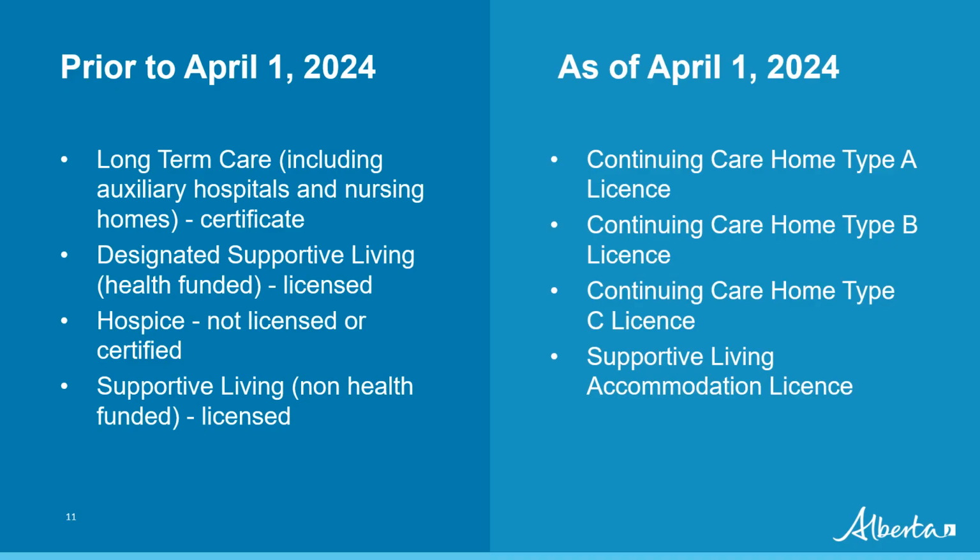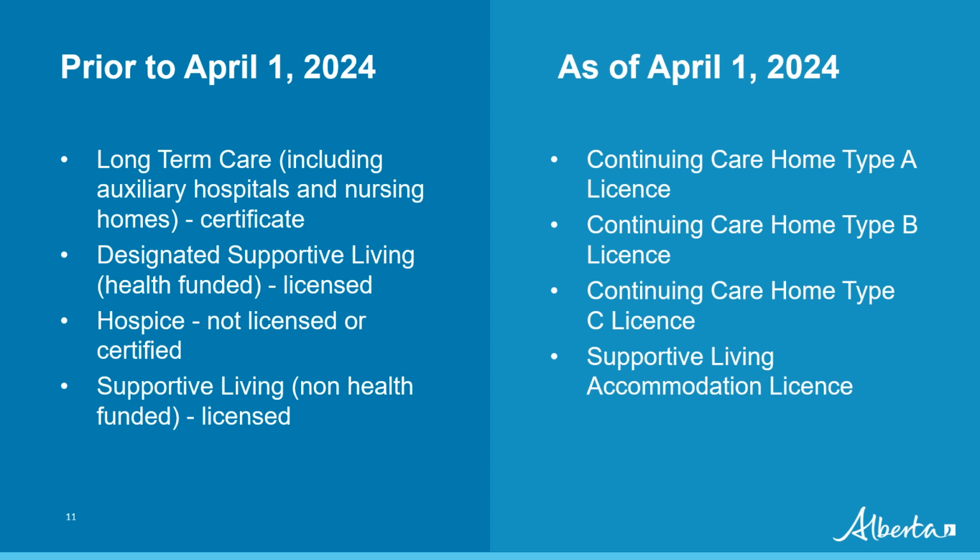Those with licenses prior to April 1, 2024 were licensed under the Supportive Living Accommodations Licensing Act. This includes the supportive living accommodation, non-funded, and designated supportive living, health-funded settings. Nursing homes and auxiliary hospitals were certified instead of licensed. As of April 1, 2024, those that were issued a license under the Supportive Living Accommodations Licensing Act and those with a valid certification need to have a license under the Continuing Care Act.